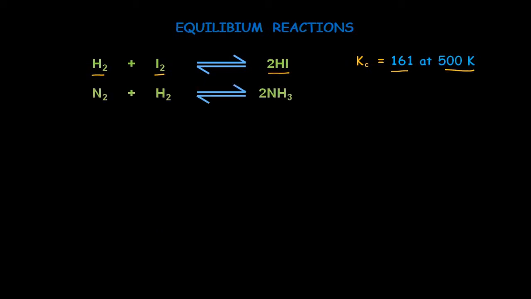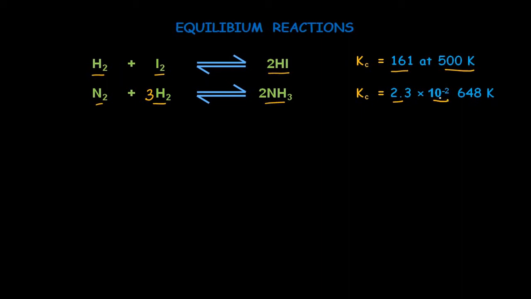Now we need to note down a few important points about the equilibrium reactions. So let's understand that with the help of an example. Here we have a reaction of hydrogen and iodine reacting to form hydrogen iodide, and its Kc value is as shown, that is 161 at 500 Kelvin. Now if you take a look at another example, here it is nitrogen and hydrogen. The mole ratio here will be 3, gives ammonia. The Kc value for this is 2.3 into 10 power minus 2.